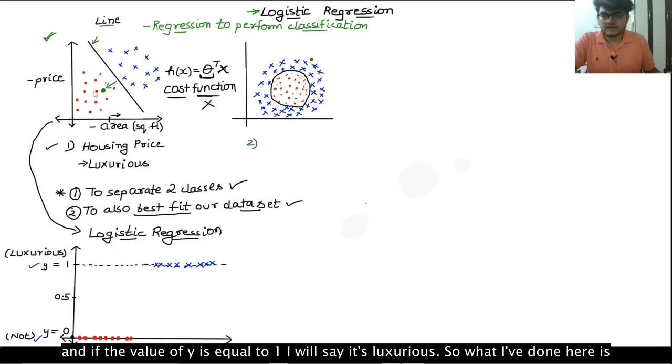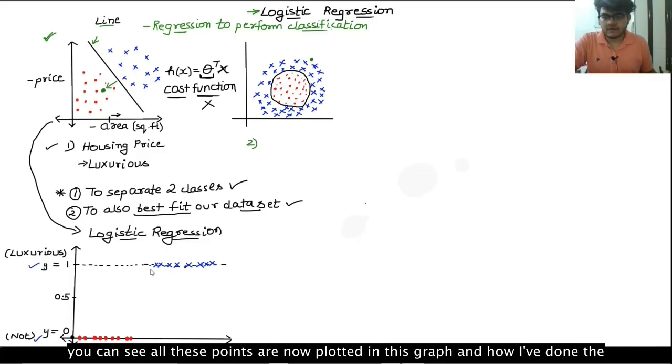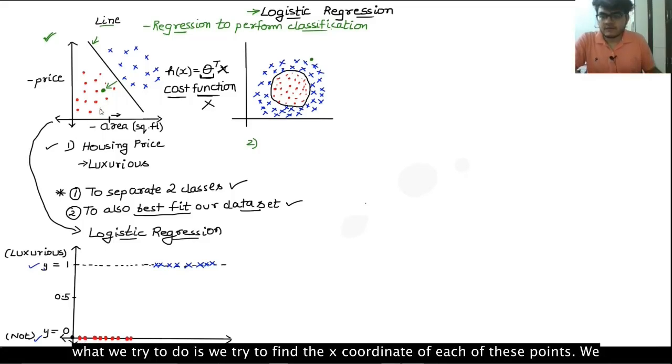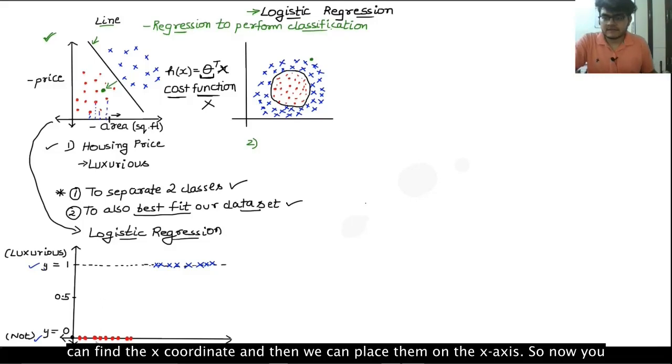So what I've done here is you can see all these points are now plotted in this graph, and how I've done the plotting is when y equals 1, we have all the blue points. So you can see all the blue points are here, and similarly you can see we have all the red points here. So what we try to do is find the x coordinate of each of these points, and then we can place them on the x-axis. So now you can see we have all the data points.